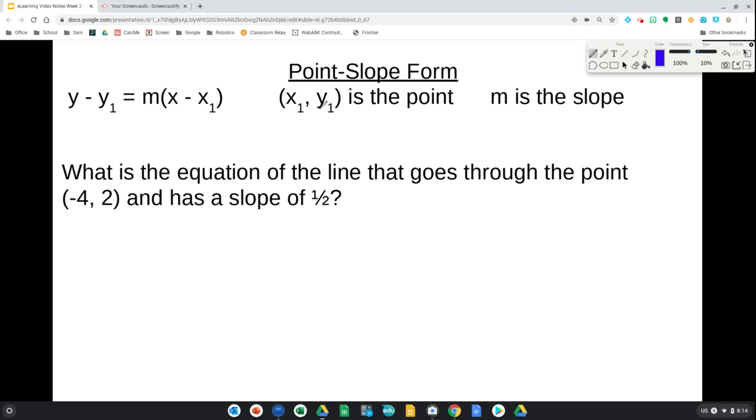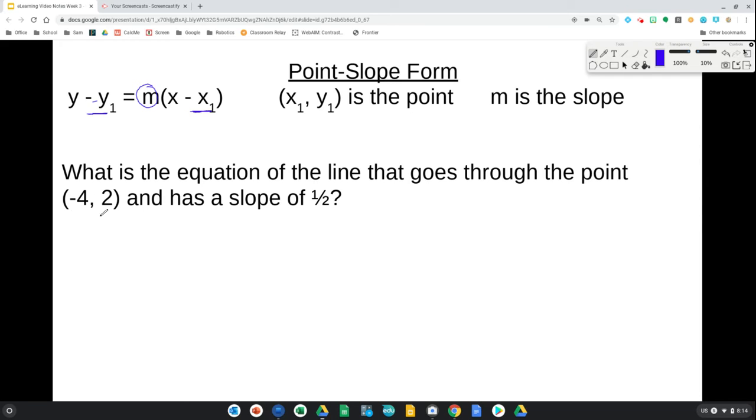Now, this x1 and y1, that's your point. So you're going to fill in this part right here and this part right here with whatever the point is. M in this equation stands for the slope. And so you're going to fill that part in right there with the slope. And then we've got the equations like we saw when we were doing our graphs in the last lesson.